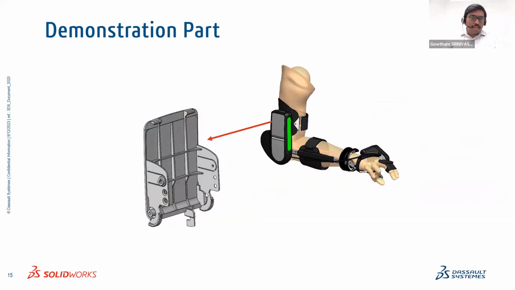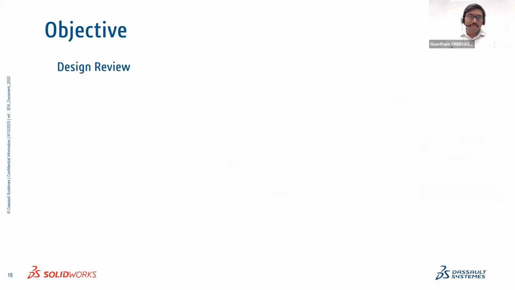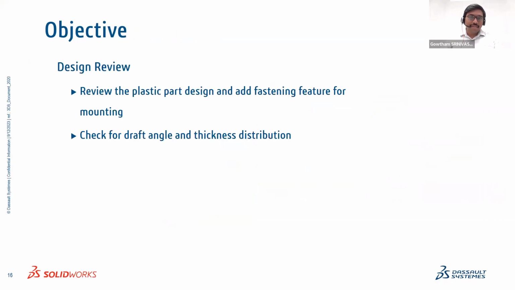So the things we are going to focus on, we have two objectives. One is the design review phase, and the other is the validation phase. In the design review phase, we need to design this plastic part by adding some fasteners, because these are easy-to-fit products. We need a snap hook and various mounting zones. Also we need to check the draft angle and the thickness distribution over the plastic part. By that, we need to build a better moldable plastic design.